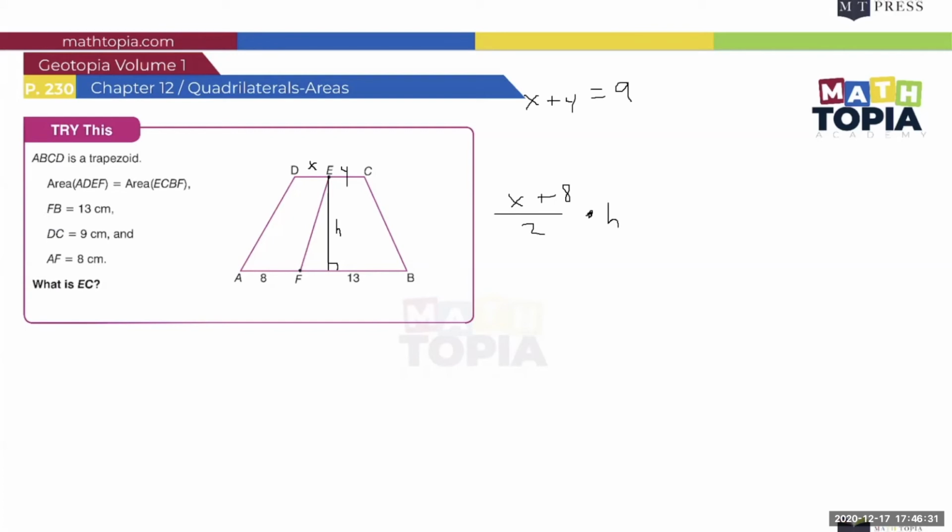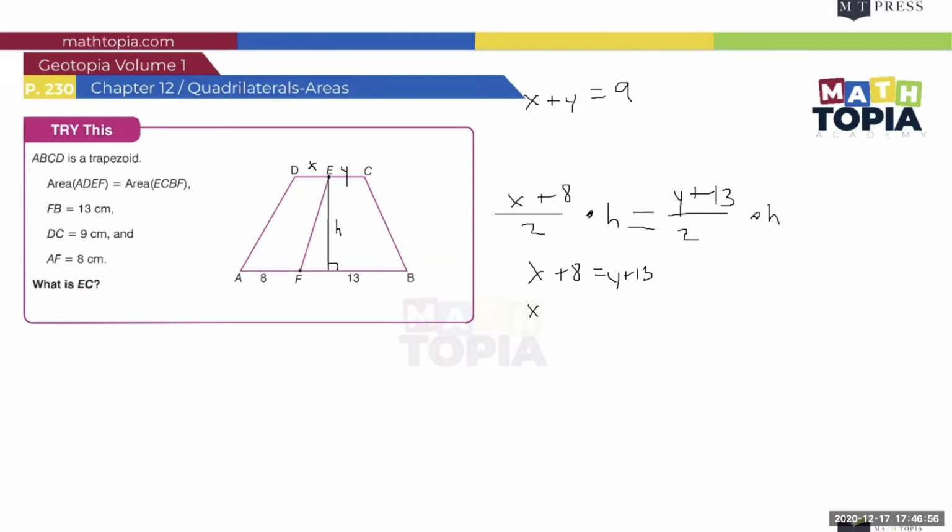And the other trapezoid here, ECBF, it says that it's equal, and that is equal to (y plus 13) over 2 times h, right? So now the h's and these divided by 2's, they cancel each other out, and we're just left with x plus 8 is equal to y plus 13. So we can use this along with x plus y equals 9 in a system of equations.